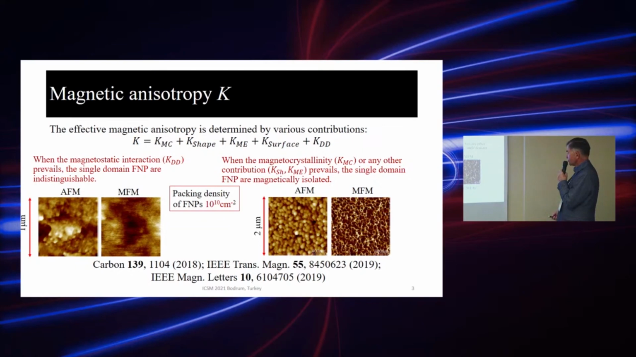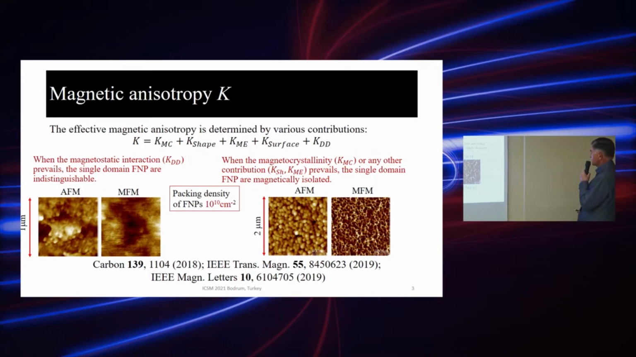anisotropies. For example, here I show you the result of AFM and MFM studies of closely packed nanoparticles on a surface of silicon. Packing density was around 10^10 per square centimeter, and in the MFM image we see the formation of blocks, and magnetic nanoparticles are, from the magnetic point of view, indistinguishable here.